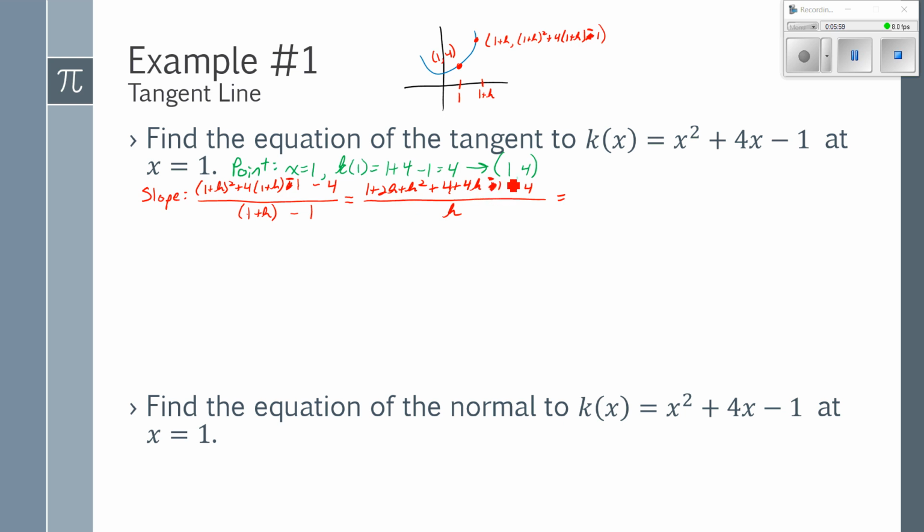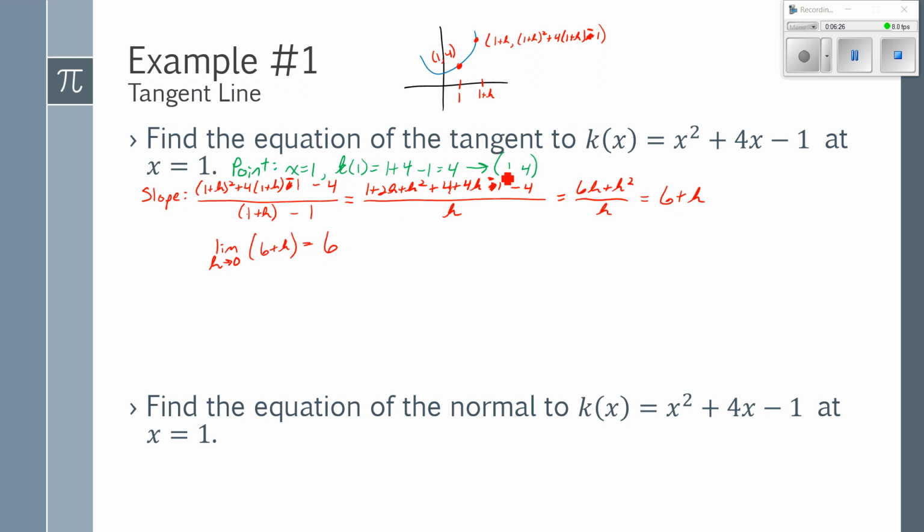I can do 2h plus 4h, so I get 6h plus h squared all over h. I can divide the whole numerator by h, which gives me 6 plus h. Now that's the slope between 2 points. I then need to move those 2 points close together so that the distance between them is approaching 0. And I can now do substitution, and I get the slope is 6.